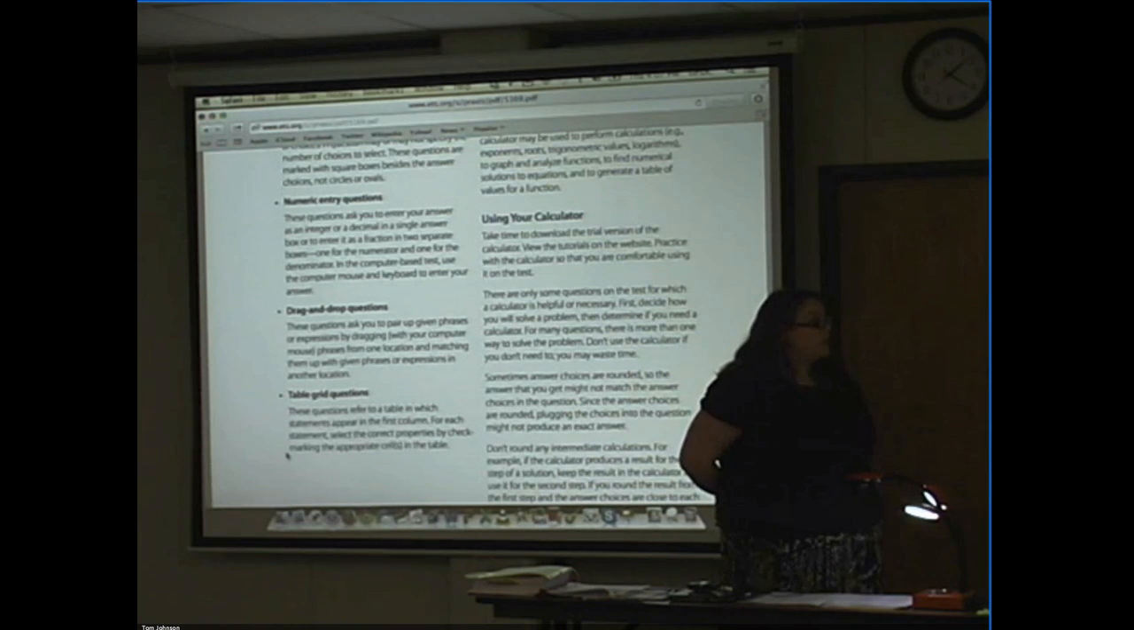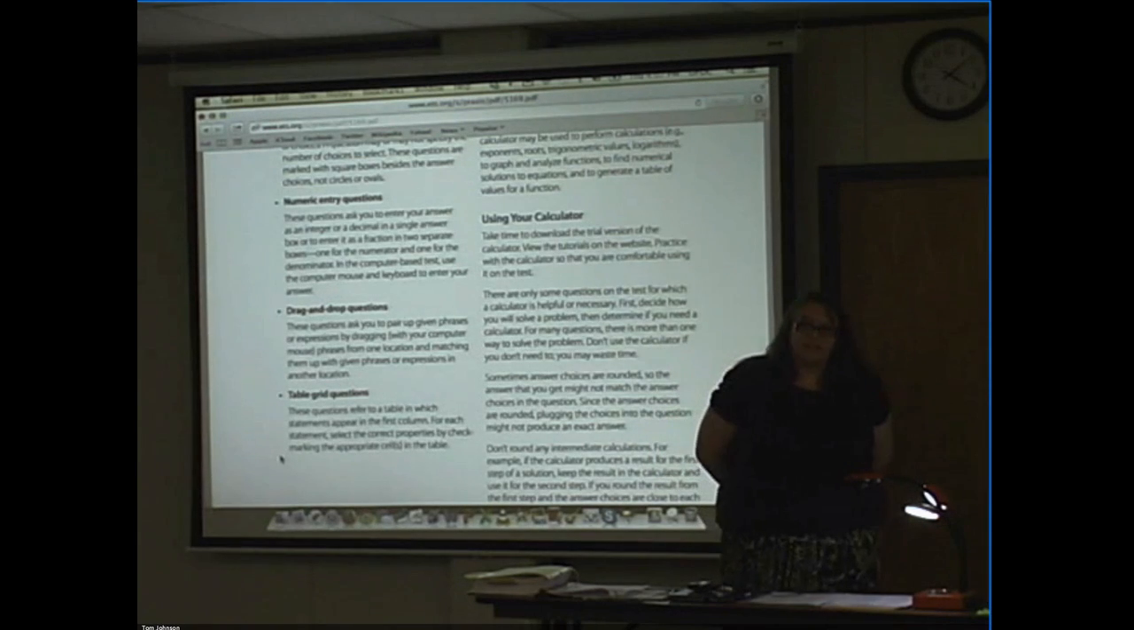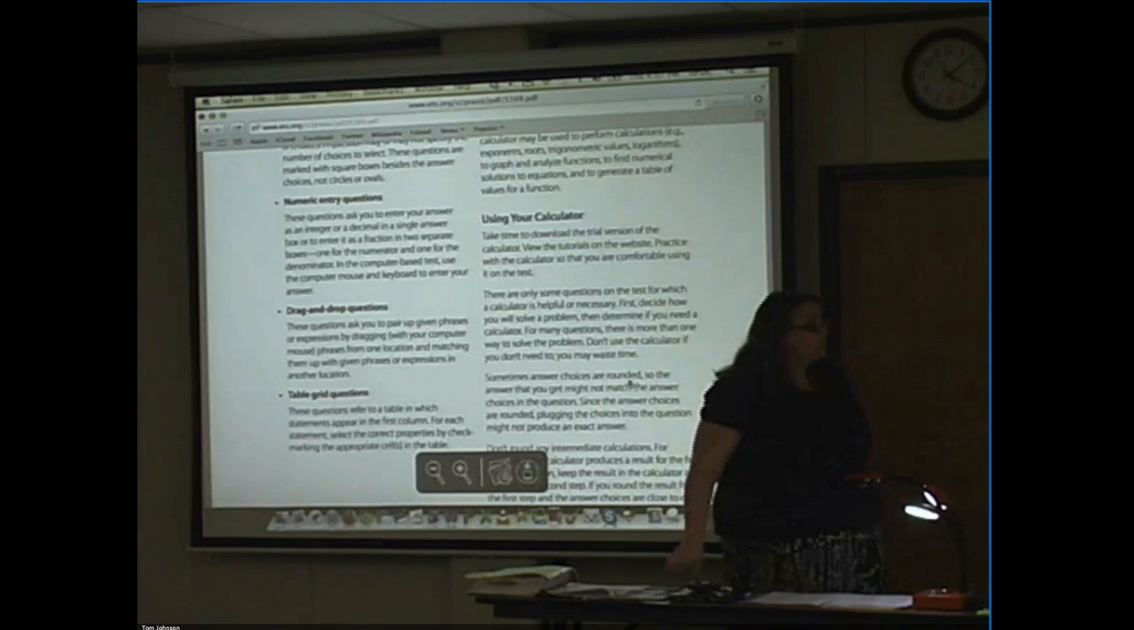And then the very last type of question that you could experience is the table grid questions. And these look like they've got some statements in the columns and you have to go through and put all of them that apply. So you basically fill in the table with the statements that apply.